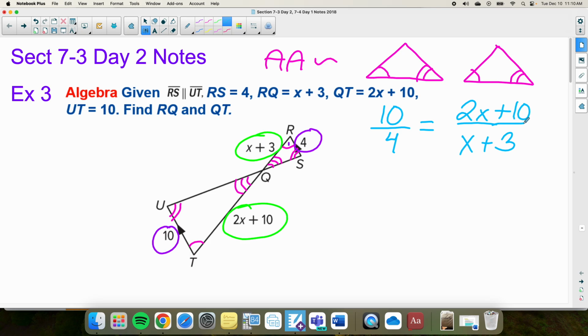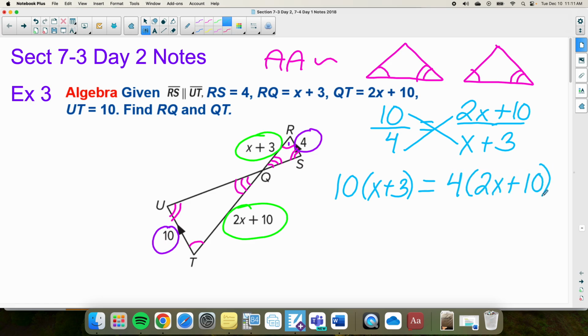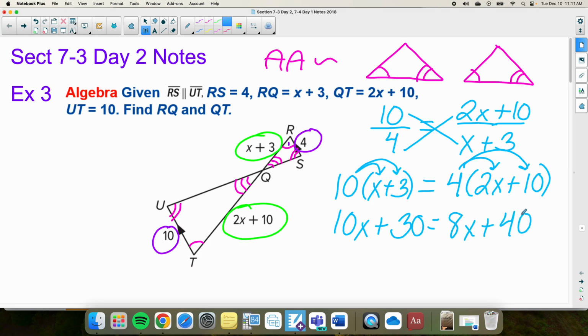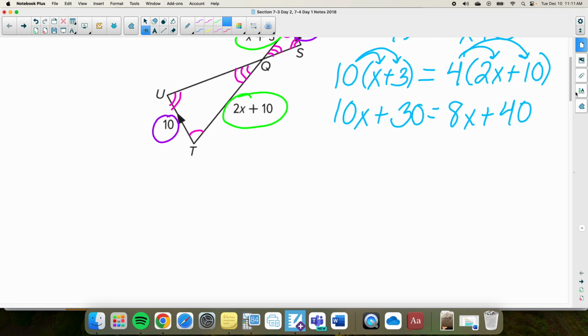And now I'm gonna do cross products. So I'm gonna multiply this, and I get 10 times X plus 3 equals 4 times 2X plus 10, okay? Now I'm going to distribute. 10 times X is 10X. 10 times 3 is 30. 4 times 2X is 8X. And 4 times 10 is 40. And then I'm going to go ahead and solve that.